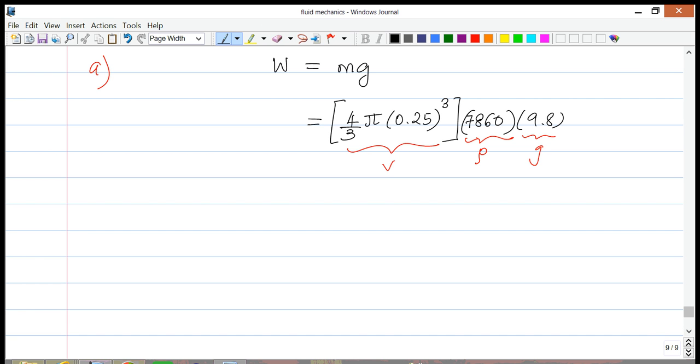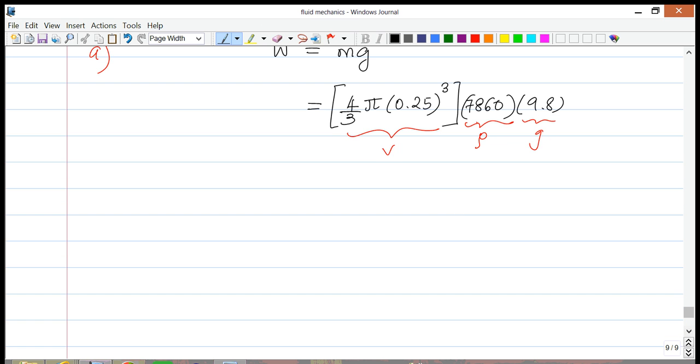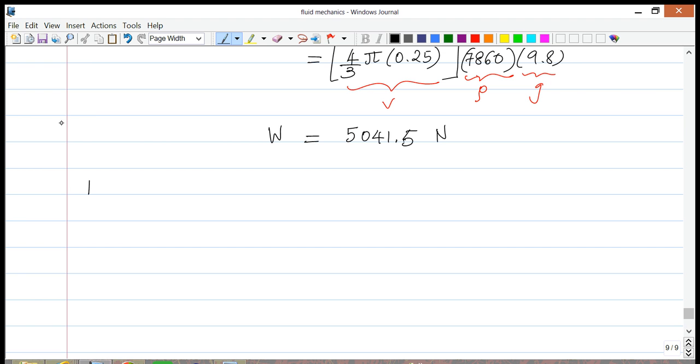Again, this is not the buoyant force. This is the weight of the object. You can calculate this number and you'll end up getting 5041.5, not kg. This is the weight of the object, so it's that many newtons. So this gives us the answer to the first part.